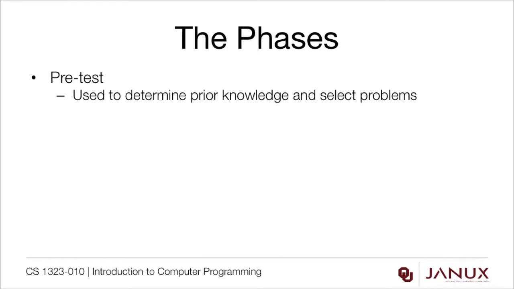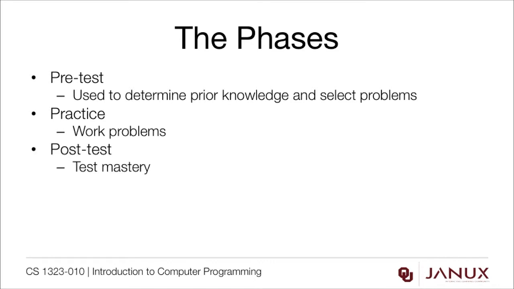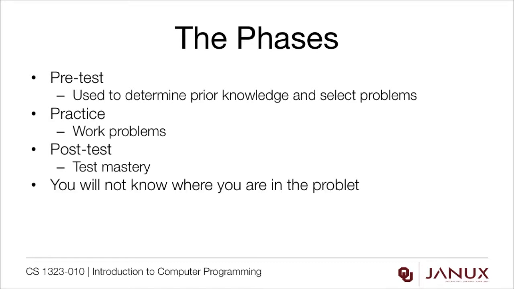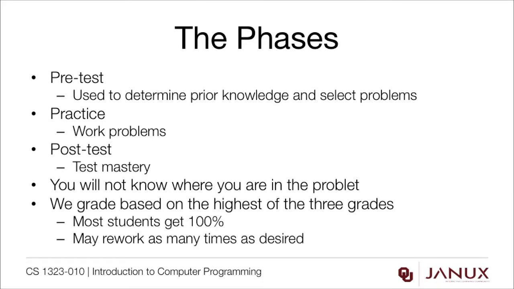First, there's a pretest, and that's used to determine your prior knowledge and to select the problems that you're going to work on. Then there's practice, where you actually work the problems, and then a post-test, where they test your mastery. You really don't know where you are in the Problet as you're working it, so don't get too worried about these parts. We grade based on the highest of the 3 grades. Most students get 100%, at least on the post-test and often on the practice too, and you can rework them as many times as you want.